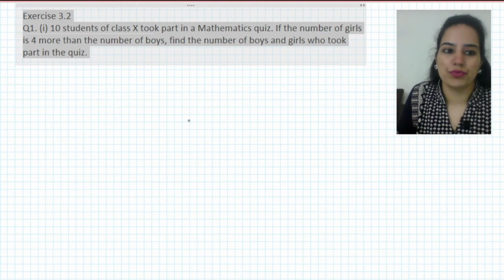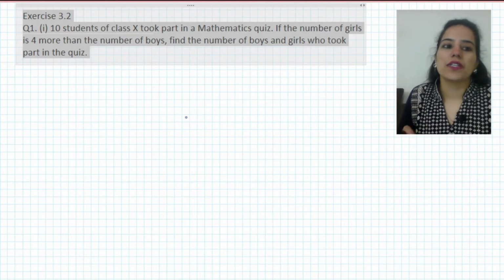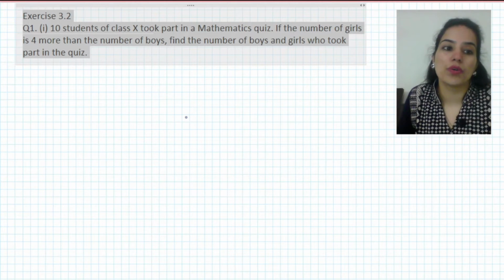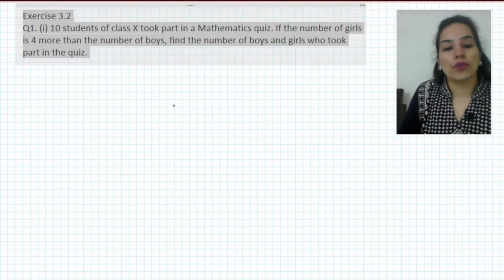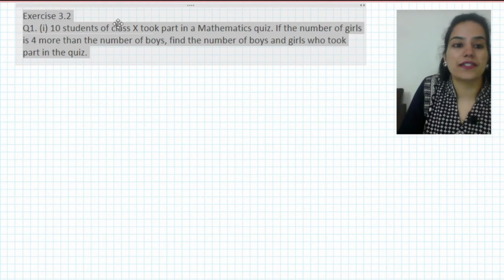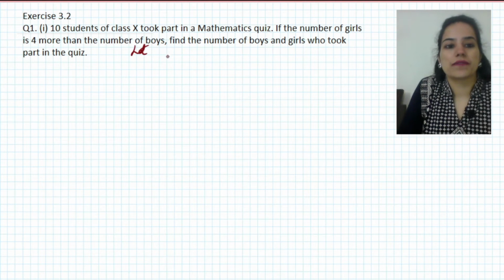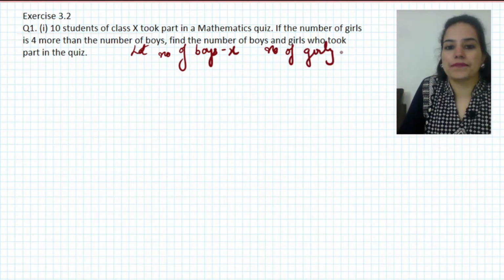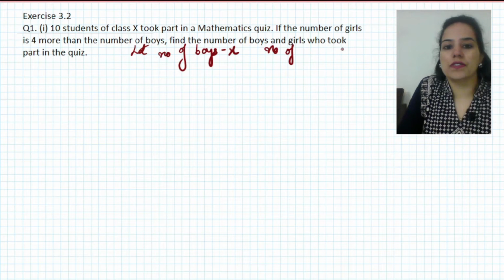So exercise 3.2, question number 1, first part. 10 students took part in a mathematics quiz. If the number of girls is 4 more than the number of boys, find the number of boys and girls who took part in the quiz, right? So we don't know how many boys and how many girls, so I'll say let the number of boys be x and the number of girls be y.